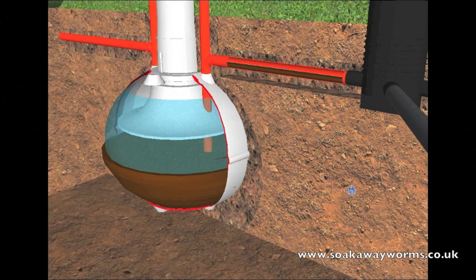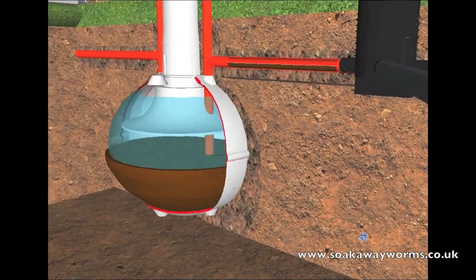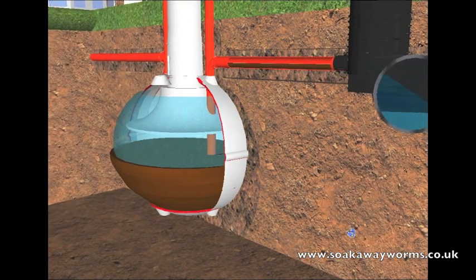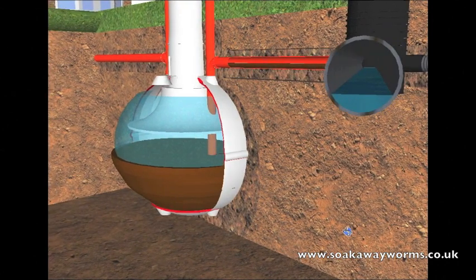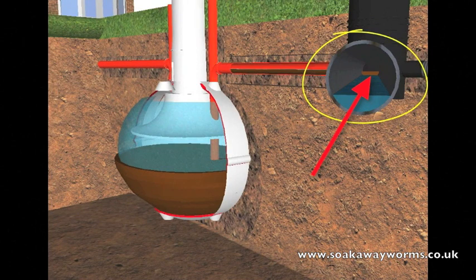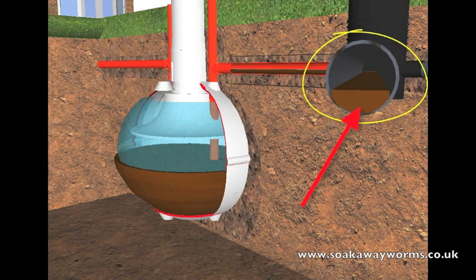Once the silt and the sludge start making their way into the soakaway, it starts blocking all the pores up and it starts blocking all the arteries and all the veins of the soakaway up as well, making it very, very hard, if not impossible, to clear or unblock the soakaway.